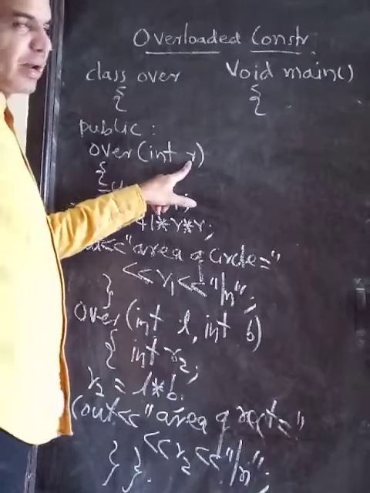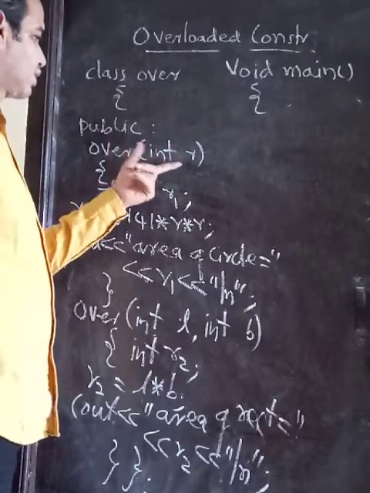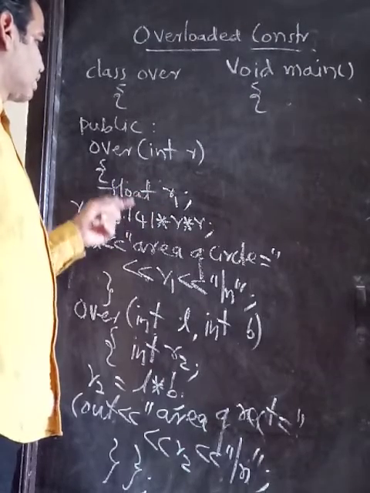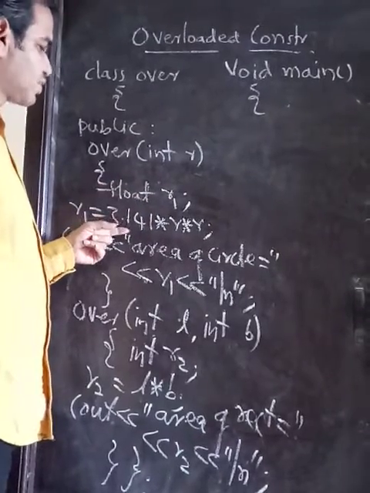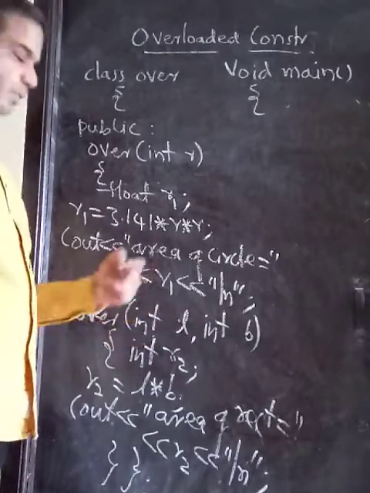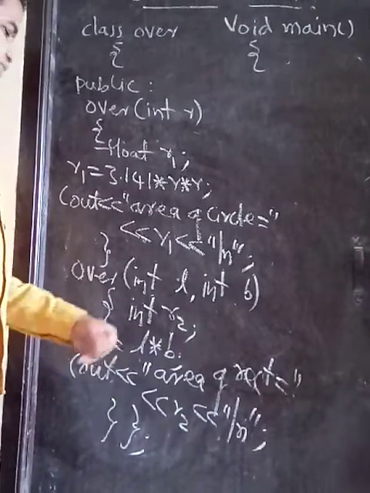So integer r is the parameter of the constructor, so we are passing the value through the object while creating it. So r1 is equal to pi r square. Here it will perform the area of a circle. The second one takes integer L and breadth. So integer r2 is equal to L into breadth. Area of rectangle is equal to r2.